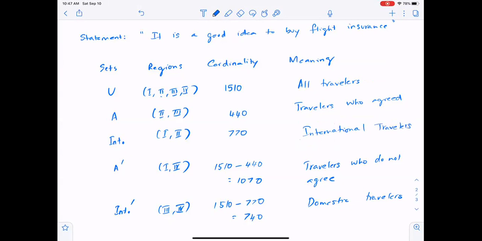I got way too excited when I wrote the cardinality and just kept on writing. So I want to write the meaning of the set. So you would be all travelers, domestic and international, and so forth.